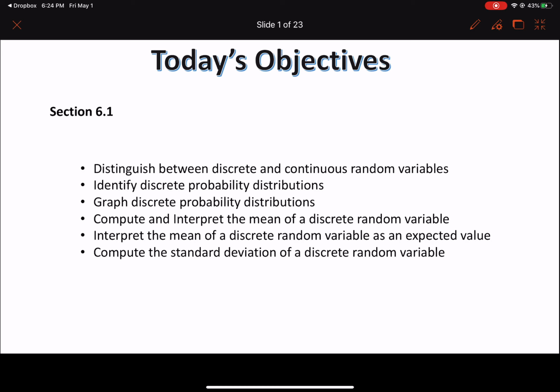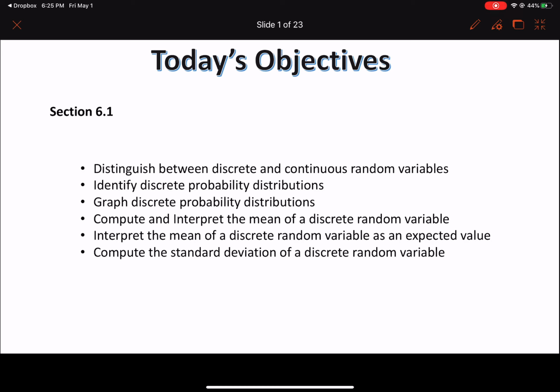So we're going to look at distinguishing between discrete and continuous random variables. We've already looked at discrete and continuous before, so the beginning will be a little bit of review. We're going to identify discrete probability distributions and graph discrete probability distributions. I'm not going to make you do them by hand, but I want you to see what it looks like. Compute and interpret the mean of a discrete random variable as well as the standard deviation of a discrete random variable. Plus, you're going to interpret the mean of the discrete random variable as an expected value. So the expected value and mean are the same thing, but I will talk about what that is in a minute.